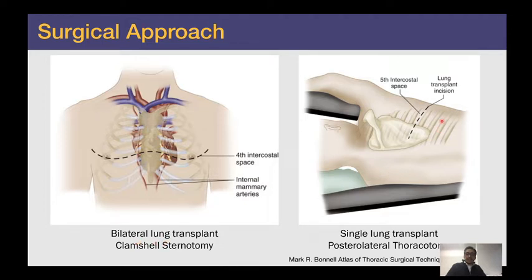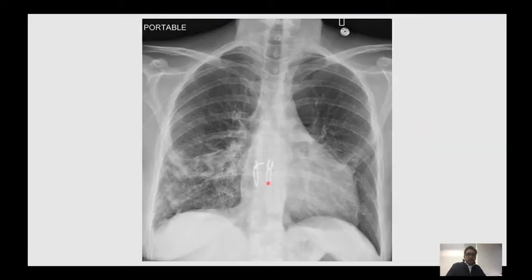Whereas a single lung transplant can be approached with a posterolateral thoracotomy via the fifth intercostal space. Okay, and this is what a clamshell sternotomy looks like. So you're used to probably the sternotomy wires going vertically oriented this way. A clamshell sternotomy will go this way, horizontally. And pretty much almost always, if you see a clamshell sternotomy, that means the patient has had a lung transplant.